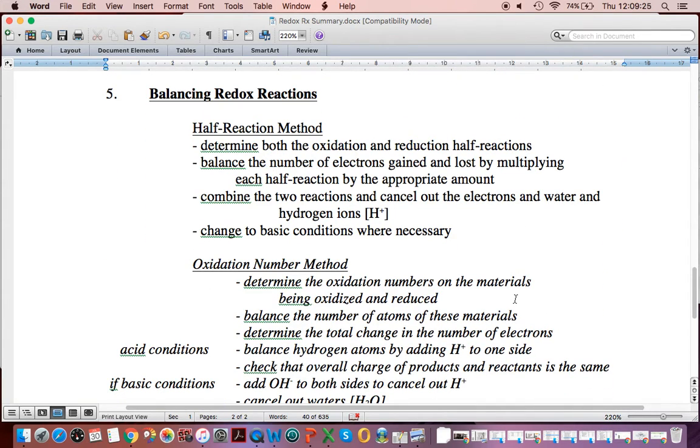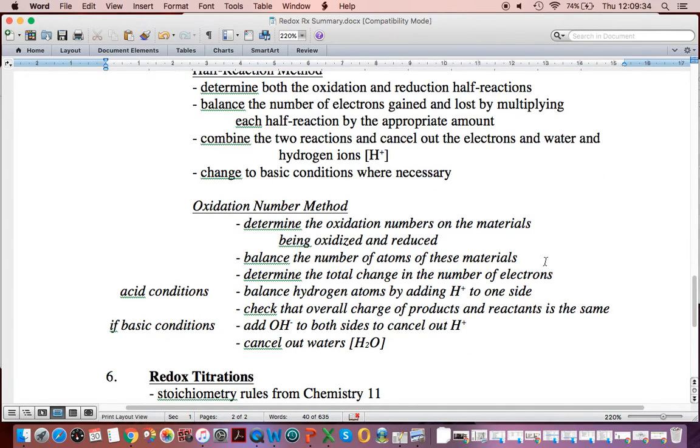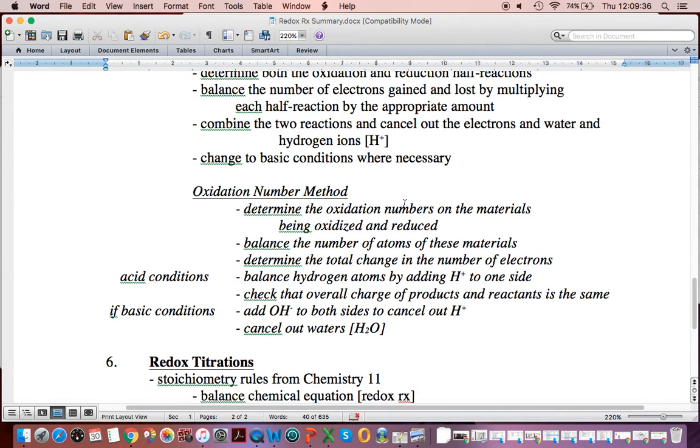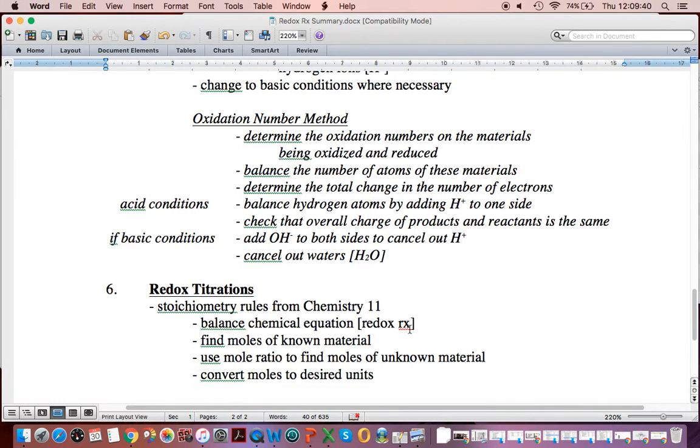Once we've done that, typically we stick with the half reaction method. We're balancing out the electrons, and those steps are outlined right here. If you're wild and crazy and want to try the oxidation number method, you're more than welcome to, but it can be a little more confusing.